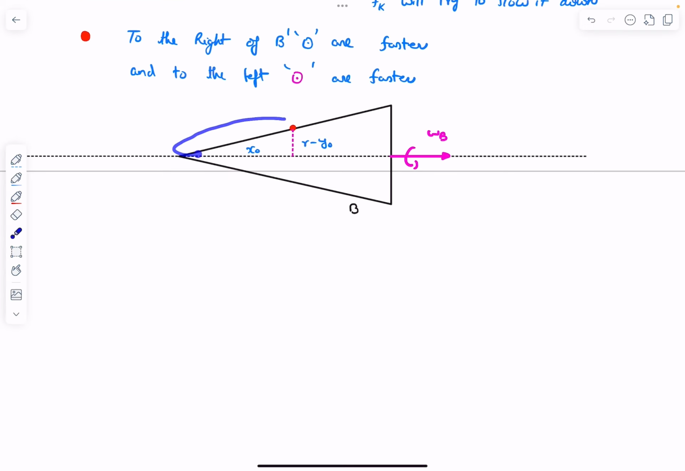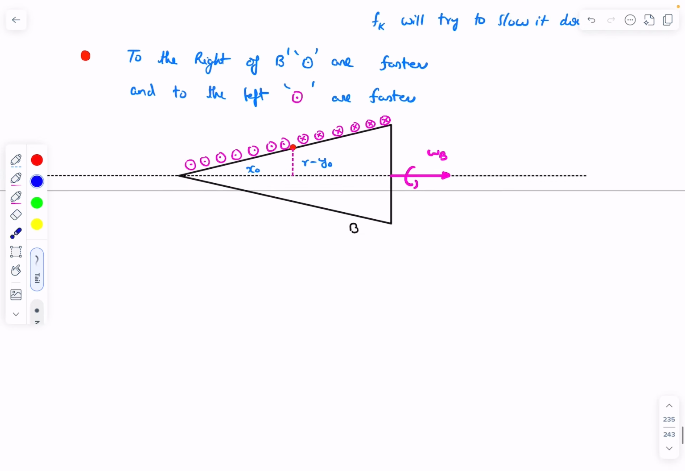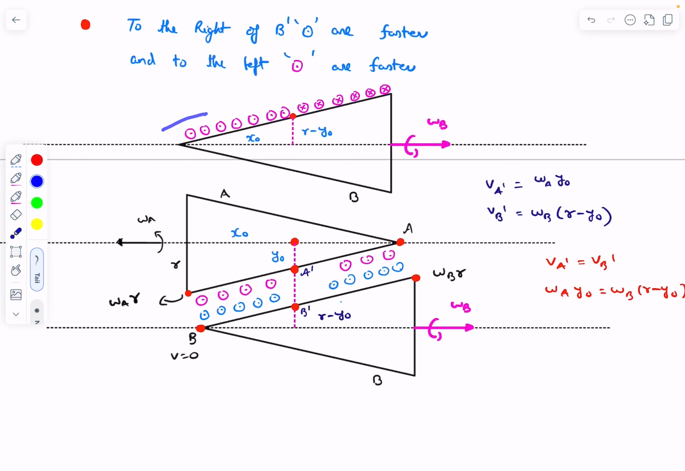Now towards the left of B dash, the blue dots were slower, so friction will try to support it. So the friction will be in the dot direction here. And similarly to the right, the blue dots were faster, so the friction will try to oppose it by acting in the opposite direction, right? So this is how the diagram is looking. This is the friction diagram and this is the velocity diagram.